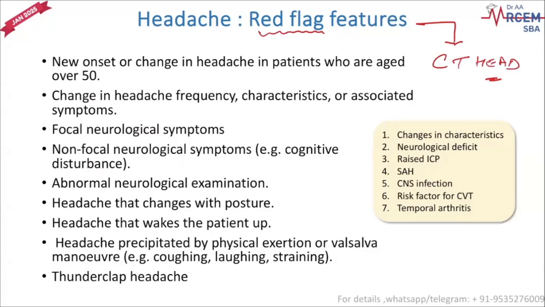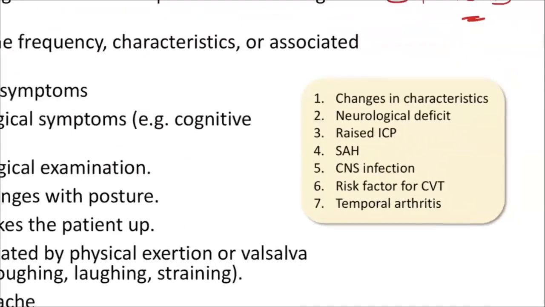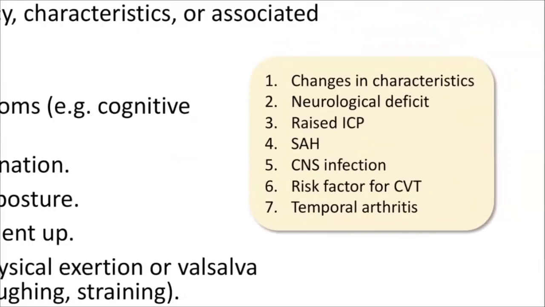What are the things you need to look out for? It is a new onset headache over the age of 50. So someone who is 51 or any age more than 50 comes to you with a new onset headache, you will go and get a CT scan done. A few other things you can remember is changes in the character. First, it was a pulsatile kind of headache. Now it is a severe thunderclap kind of headache. So the characteristic of the pain has changed over time.